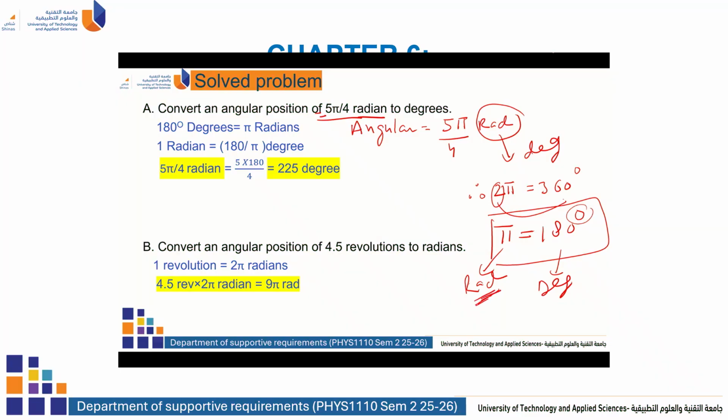They are asking how to change radian to degree. What you have to do is, at the place of this pi, you put the value 180, and divide by 4. When you solve this, it will come to 225. So you can write 225 degree like this, or you can write it like this. Both have the same meaning.